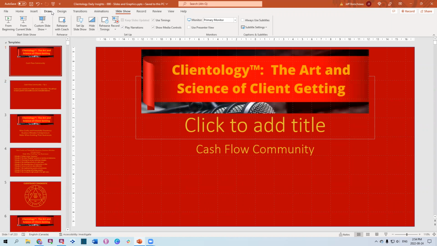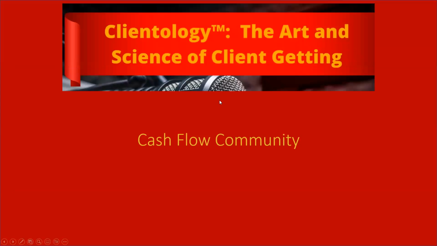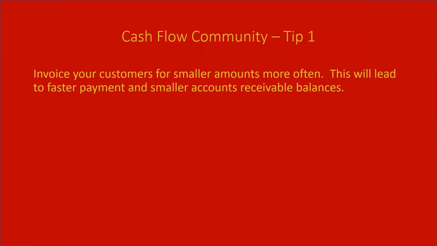So if I was to record this, for example, I would do it as a slideshow, and I'd do it from the beginning. And I'd say, hi, everyone, welcome to the Cash Flow Community. Today's tip number 1 is invoice your customers for smaller amounts more often. This will lead to faster payment and smaller accounts receivable balances. What this does is, number one, it accelerates the speed of cash coming in. And over time, it means you're collecting more cash because you're going to have smaller receivables. So that's it. You record this very quickly.